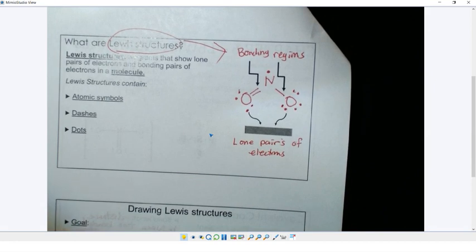So when it comes to Lewis structures, there are two major types of regions: bonding regions and lone pair regions. The bonding regions are atoms held together with double, single, or triple bonds. The lone pair regions are just valence electrons that are not involved in bonding.